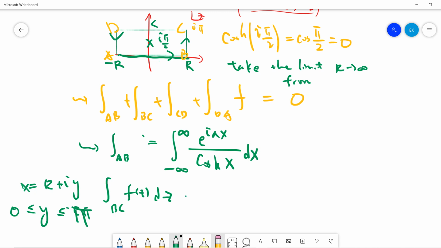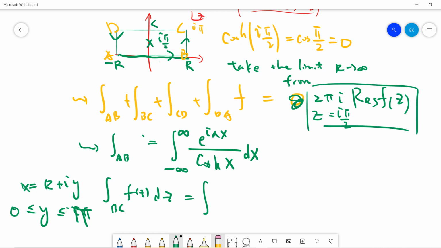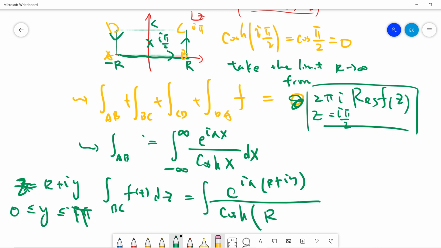Oh, sorry, I'm stupid. The total integral is non-zero. It's 2 pi i times the residue at z equals i pi divided by 2 of f(z), right? Because if you enclose, there is only one pole here. Okay, so let's see this term on BC: exponential i a times x, so it's R plus iy, so it's z, over cosh z, times i dy, with y from 0 to pi.